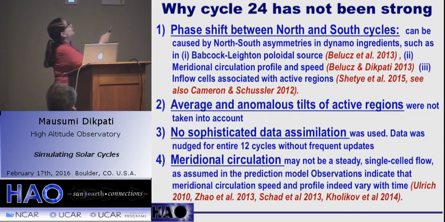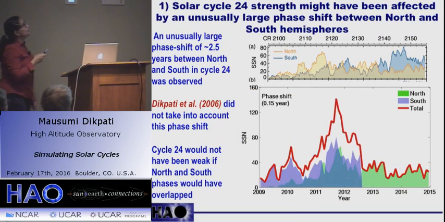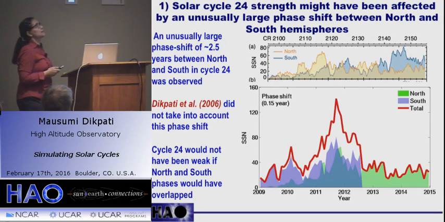So now I come back to discuss the first point. An unusually large phase shift of about 2.5 years between north and south cycle 24 was observed. Here is the north peak from observation, and the south peak here, about 2.5 years separated. Now this phase shift was not considered in Dikpati et al.'s prediction scheme.